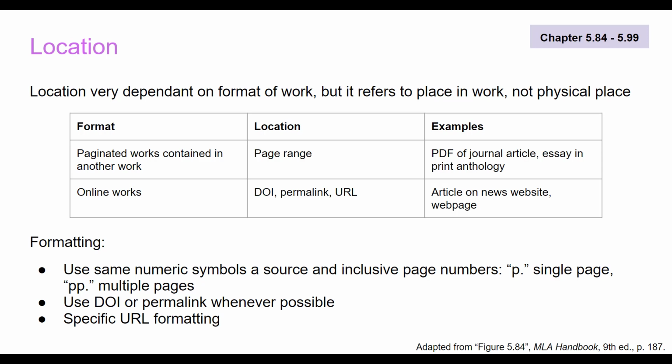It is a good rule of thumb to include a DOI or a permalink whenever possible, okay? Because, again, you're trying to be transparent. You want your readers, your audience, to get to that information as quickly and as easily as possible. And there's a lot of specific URL formatting that MLA goes into to try to get you to the most succinct and readable citation. So definitely check the manual for that.